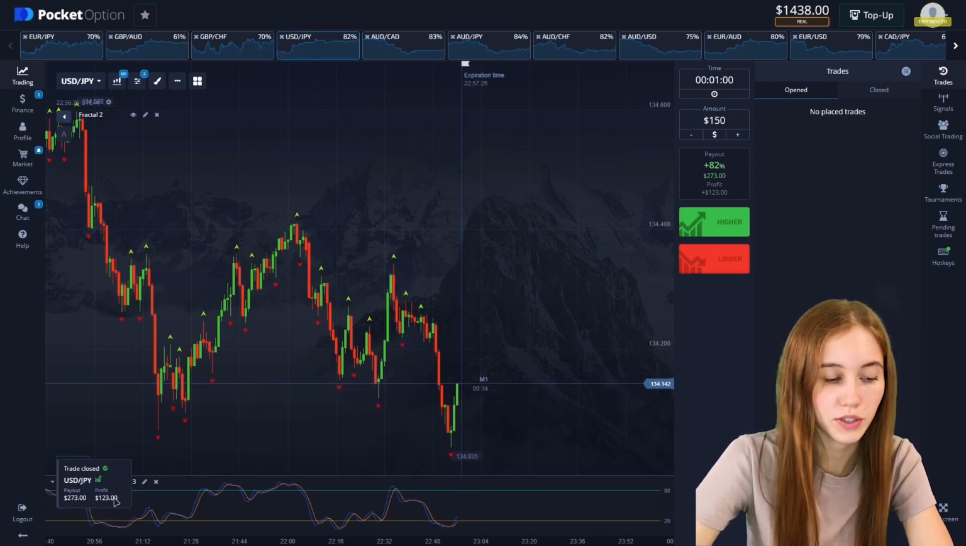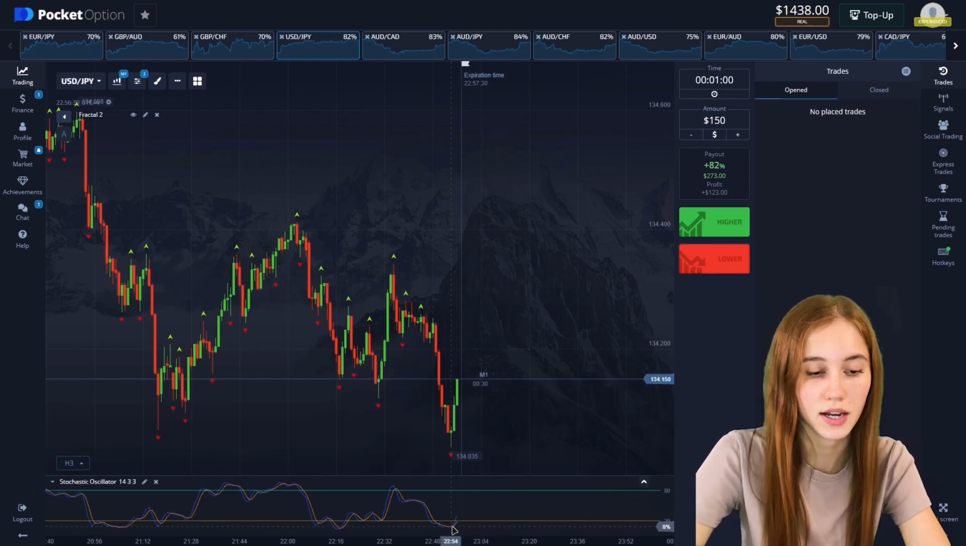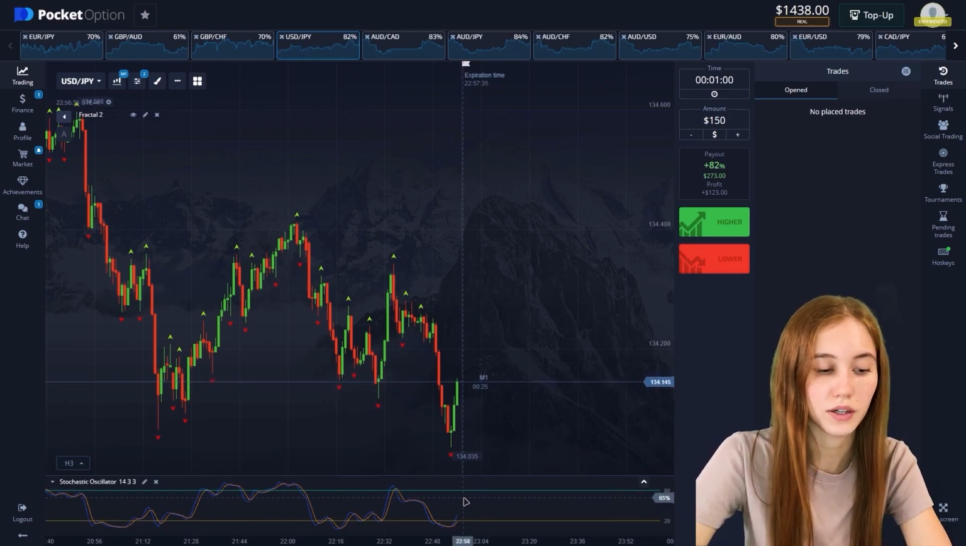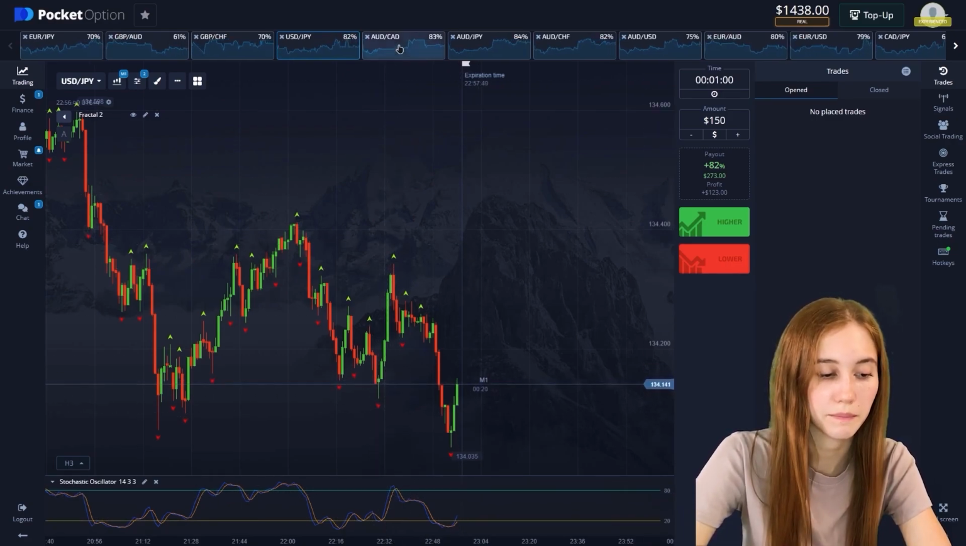Good. Profit is $123. We also see from the oscillator that we're starting to leave the 20 zone into our consolidation zone, and the charts are starting to grow. Let's move on.